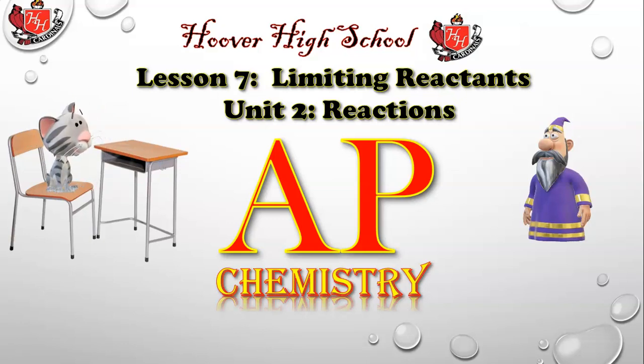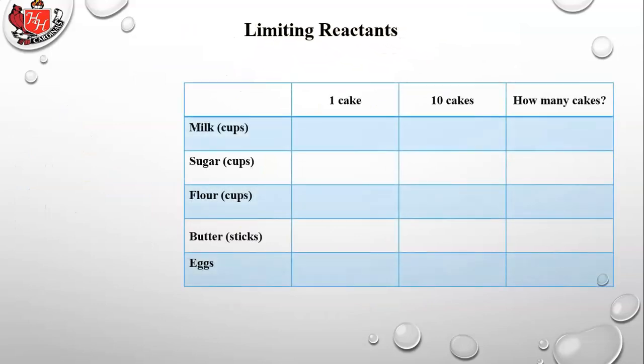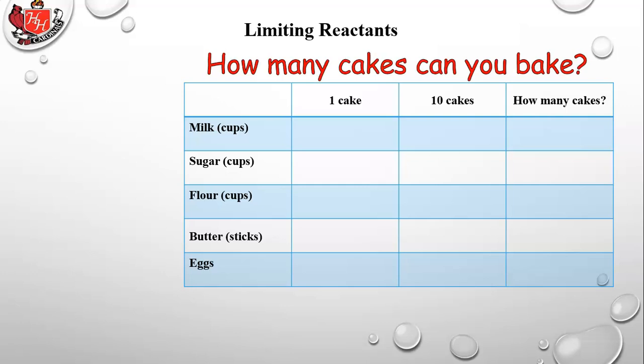AP Chemistry. This is Unit 2, Lesson 7 on Limiting Reactants. So we're going to bake some cakes here. How many cakes can you bake? Let me tell you what it takes to bake a cake.